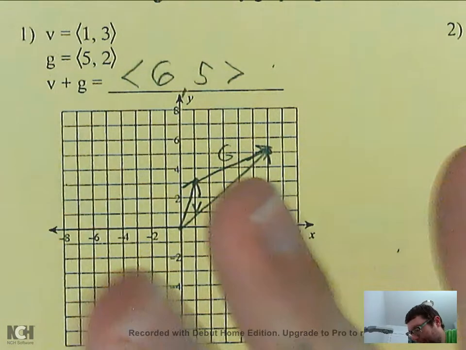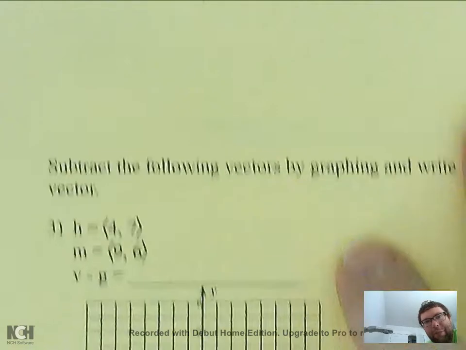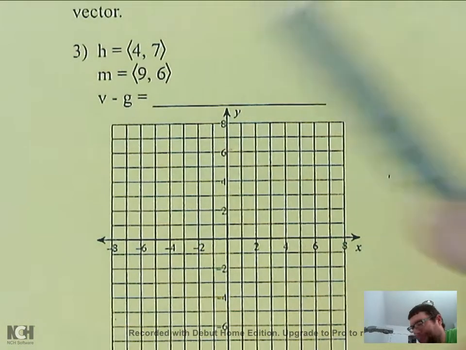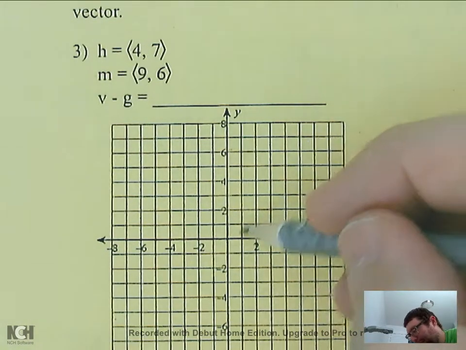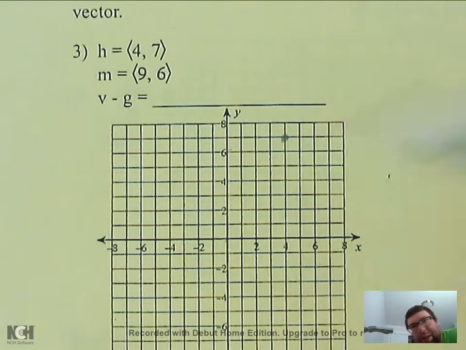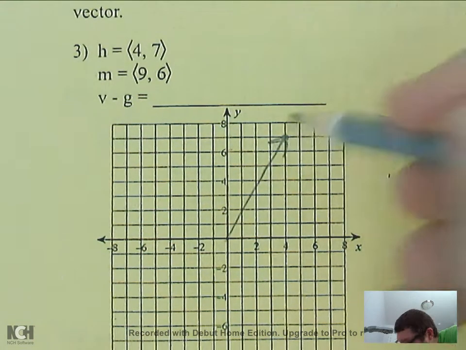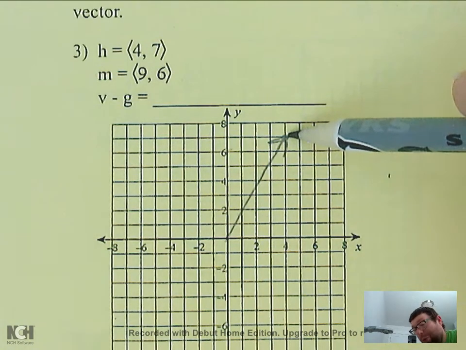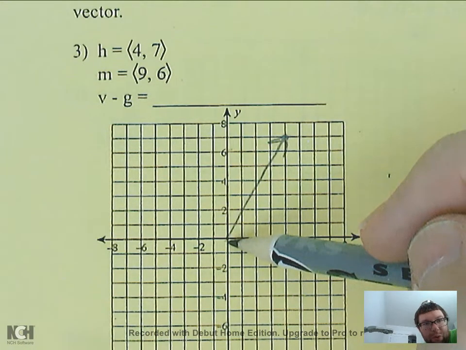Now I'm going to do a subtraction one, and then I'll show you how to do it mathematically, which is what you are all going to end up doing anyway. So this one, 4, 7. I'm going to start again just by graphing the first vector. So 4, 7 is clear up here. There's my first vector. Now, when I added, I started at the terminating point, right? When I subtract, I'm going to go back and start at the initial point.